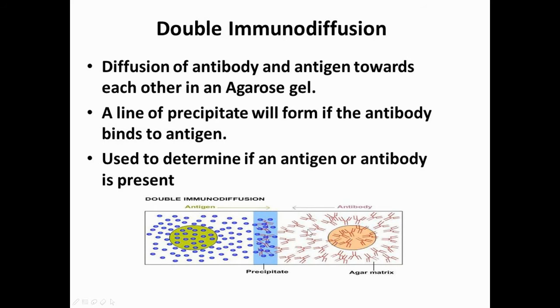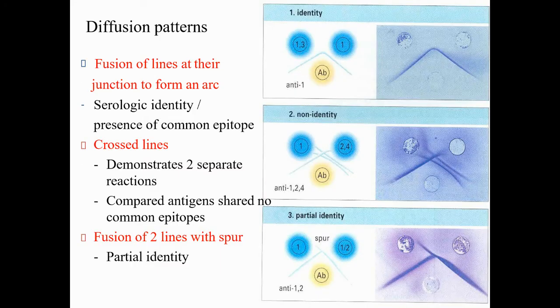When this interaction goes, it will be going for precipitation. So this is nothing but antibody and antigen. If the diffusion of antibody and antigen towards each other has happened like this, the line of precipitate will take place. It is used to determine if an antigen or antibody is present. So we can use this double immunodiffusion.